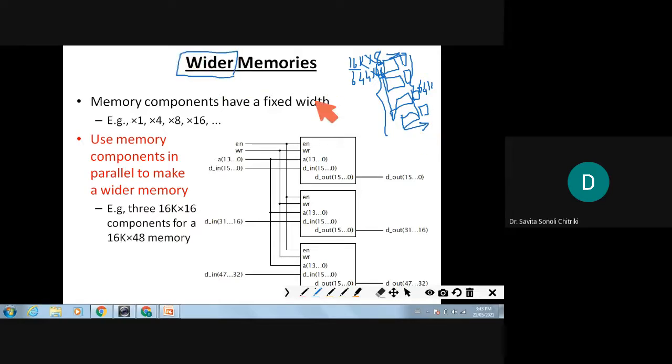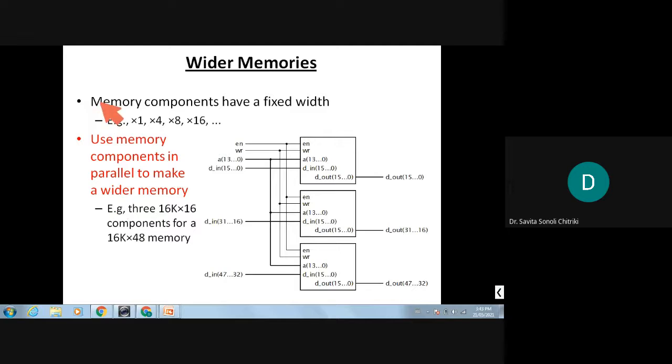That means how do I increase the memories, length or width, right? See here, memory components have a fixed width, like 1K, 4K, 8K, 16K. So use memory components in parallel to make a wider memory. For example, 3 of 16K cross 16 components for a 64K cross 48 memory. See there.